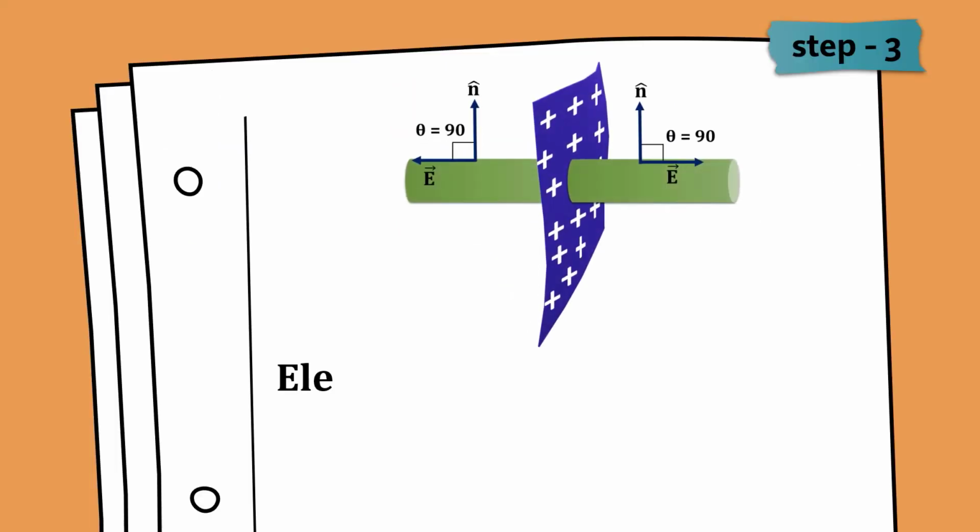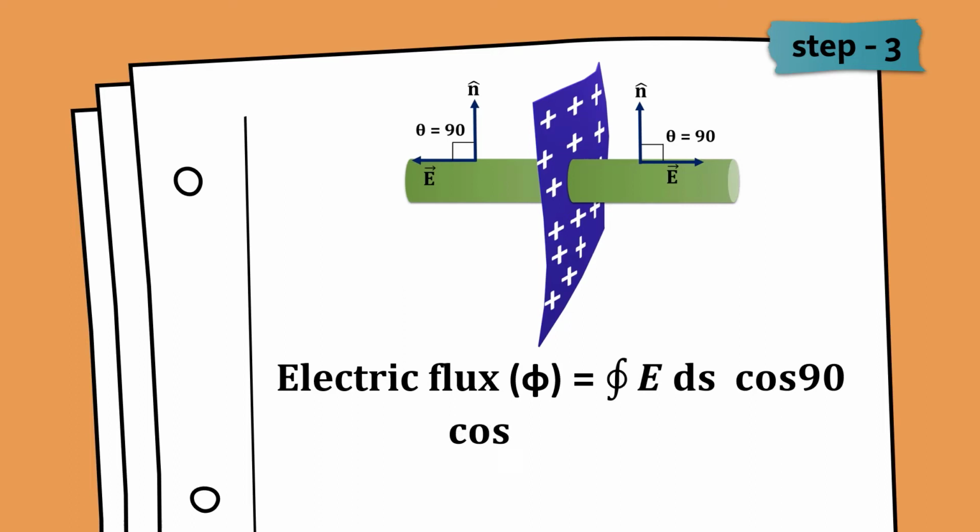Therefore, electric flux equals integral E dS cos 90. Since cos 90 equals 0, the electric flux over the curved surface area equals 0.